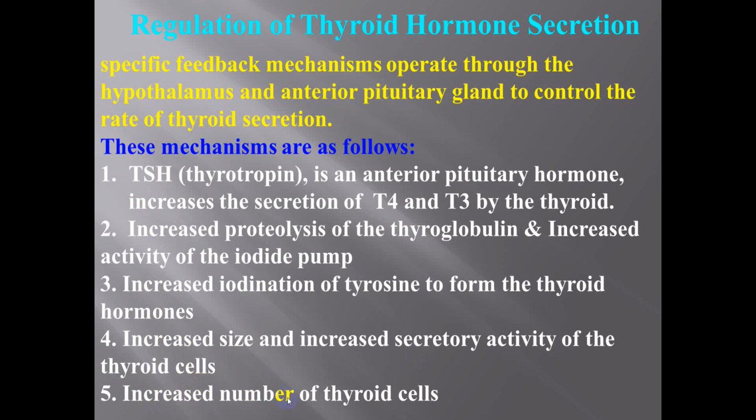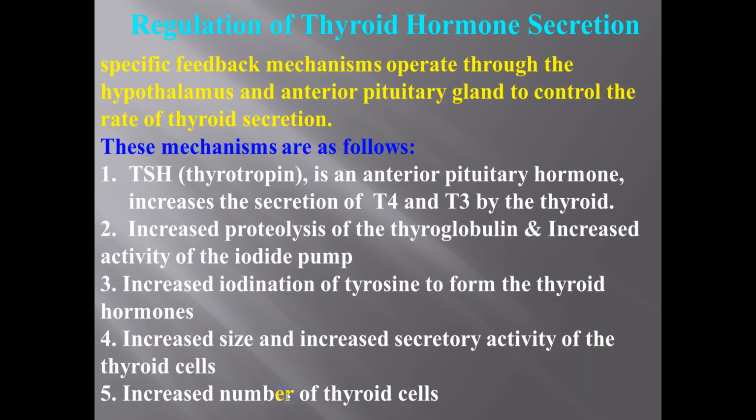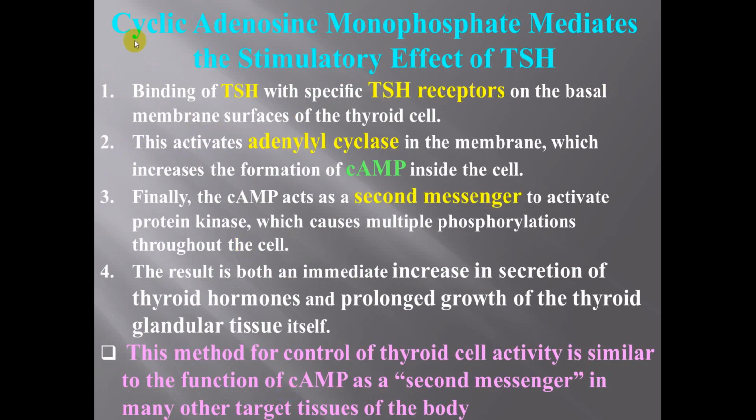Increased number of thyroid cells when there is a need for more thyroid hormones required by the tissues. So all these lead to increased secretion of thyroid hormones. Cyclic adenosine monophosphate mediates the stimulatory effect of TSH, which we called the second messenger.